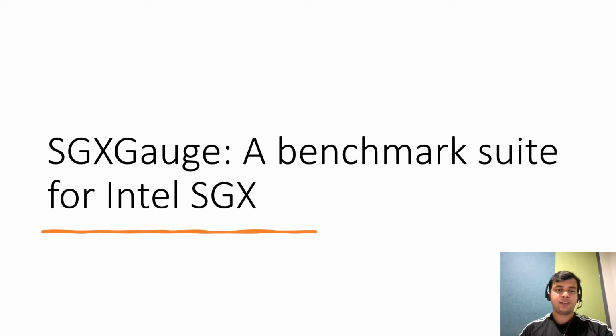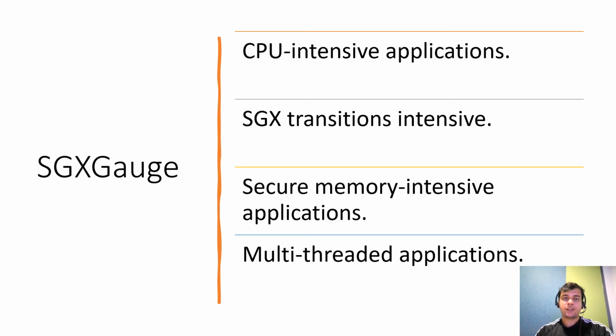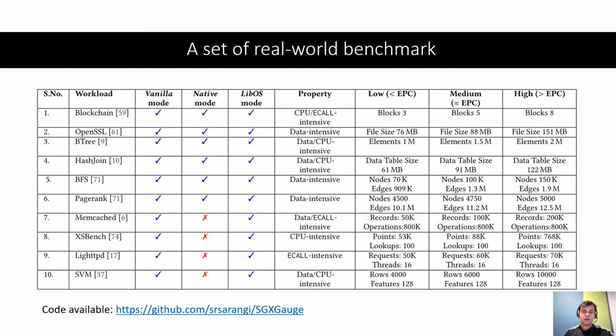Now let us discuss SGXGauge. Our benchmark suite contains many different kinds of applications such as CPU intensive, transition intensive, secure memory intensive, and multi-threaded applications. Here's a list of our benchmarks. These benchmarks have been used by the SGX community in many different scenarios. The source code is available on GitHub.